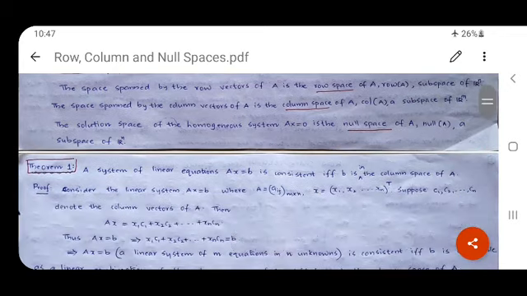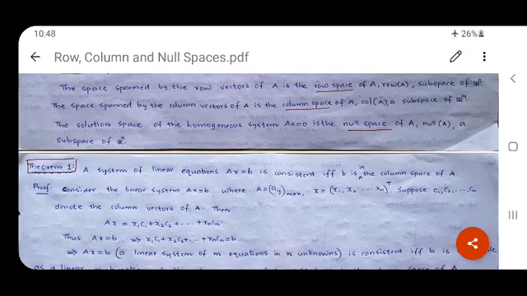So the first theorem: a system of linear equations Ax equal to b is consistent if and only if b is in the column space of A. So we have to prove that if Ax equal to b is consistent, meaning it is solvable, then b is in the column space of A, or b is spanned by the columns of A. And if b is in the column space of A, we have to prove Ax equal to b is solvable.